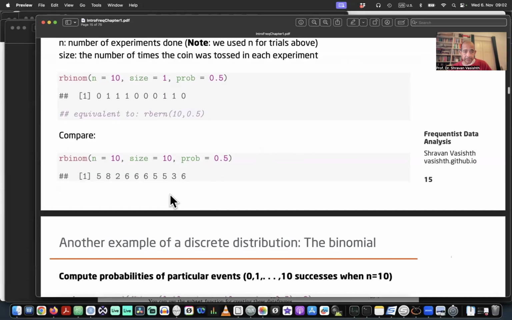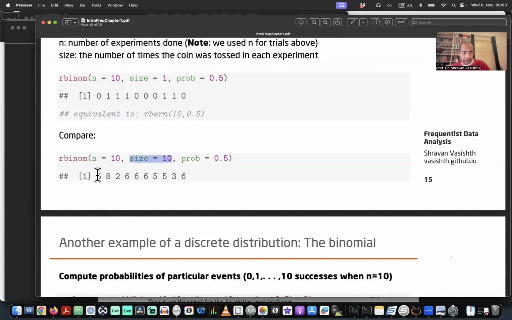So for example, what does the size do in the rbinom function? What size does is that I can now simulate the situation where I'm tossing the coin 10 times, and I'm going to do the experiment 10 times now. Each time I will toss the coin 10 times, and I will do the experiment 10 times. So each time that I run the experiment with sample size 10, I'm going to get some number between 0 and 10, 0 or 1 or 2 or 3 or 4, and so on, all the way up to 10.